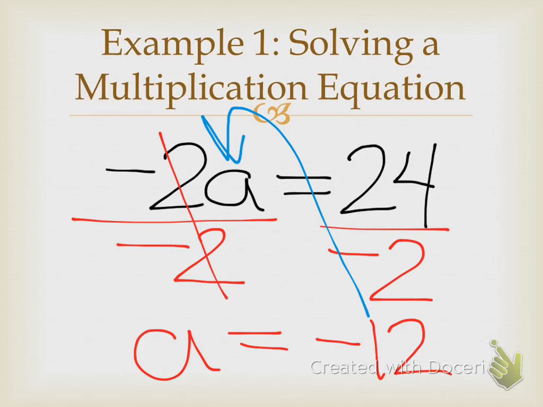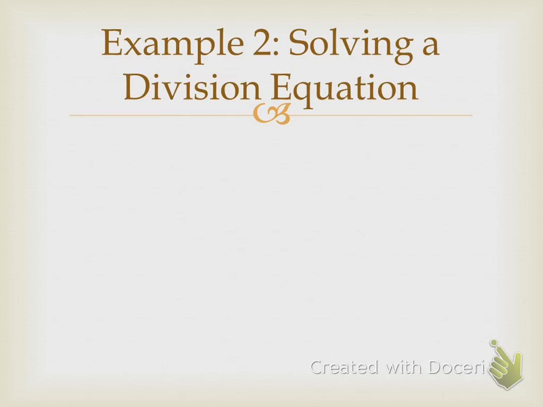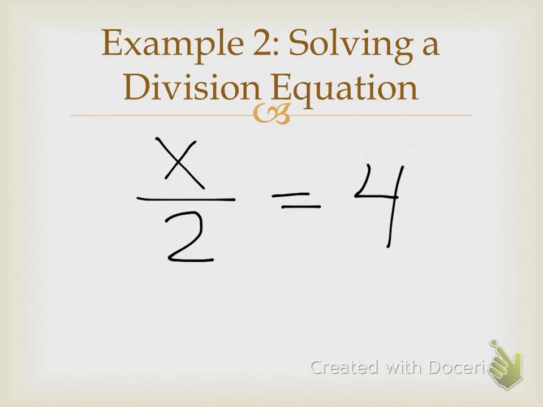All right, now let's look at dividing. Again, we have to look at what operation is connected with our variable. So let's start with x over 2 equals 4. All right, class, what operation is connected to our variable here? It's division. So I have to do the opposite in order to get my variable by itself. So what do I need to multiply by in order to get this variable by itself? I need to multiply by 2.